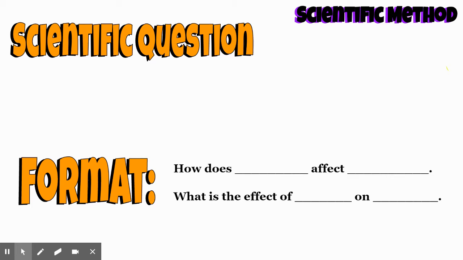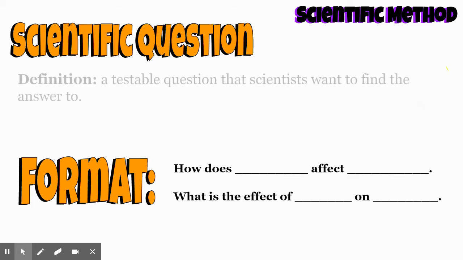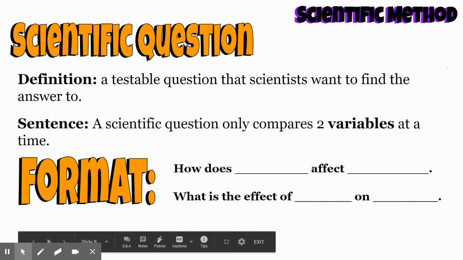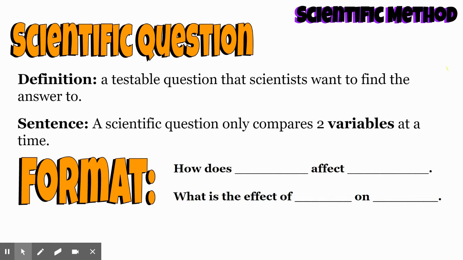Then we ask a question, and a scientific question comes in a format. We're looking at how things interact. A scientific question is a testable question that scientists want to find an answer to. It has to be able to compare two things. For example, how does the color of the apple affect the taste? How does the number of apples on the tree affect the color of the apples? What is the effect of sunlight on the color of apples? Those are all examples of scientific questions. There are two things that we can test, and we're trying to see how one changes the other. So a scientific question works like that.